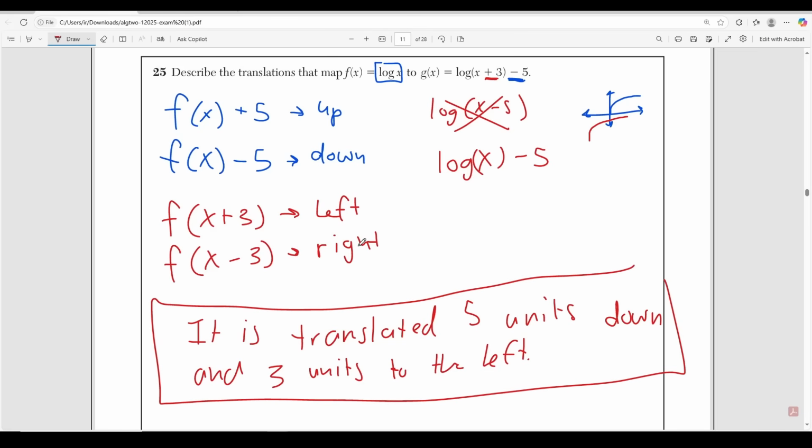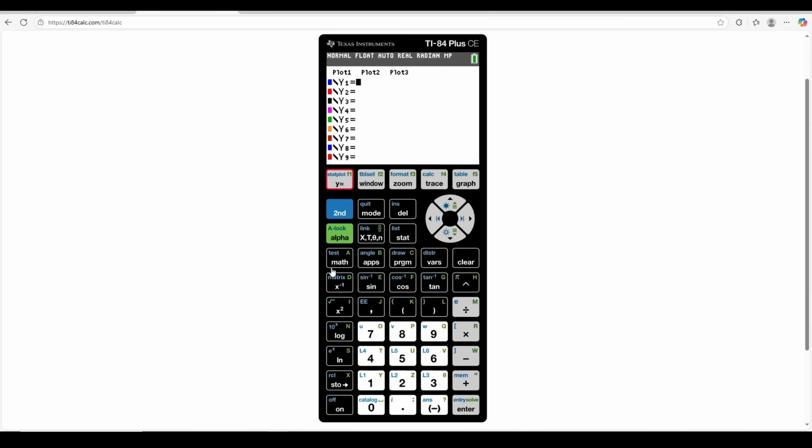If you did not remember these rules and you don't plan on remembering these rules, what you can do is you can graph these functions. If you go to y equals and graph log of x, and then here log x plus 3 minus 5. Hit graph, you can see here how this one is for sure going to the left and going down. Remember the red function is the second one.